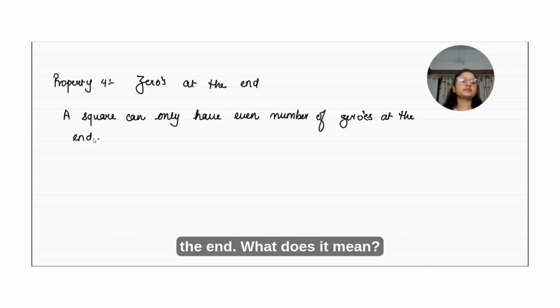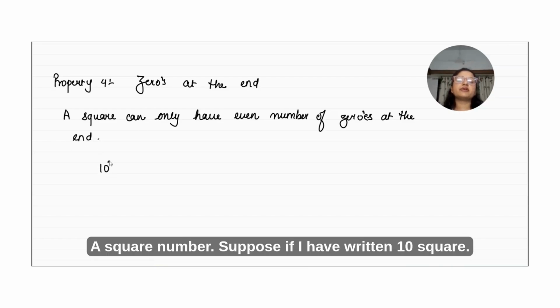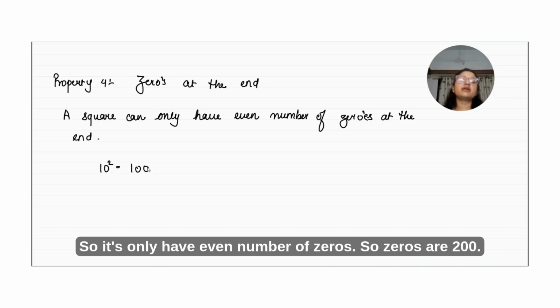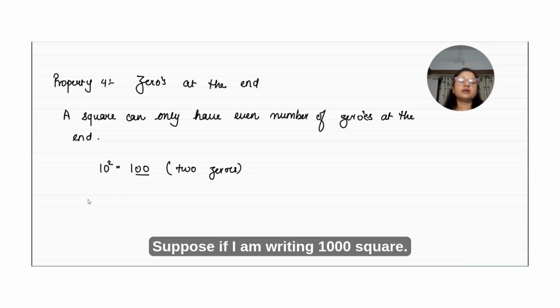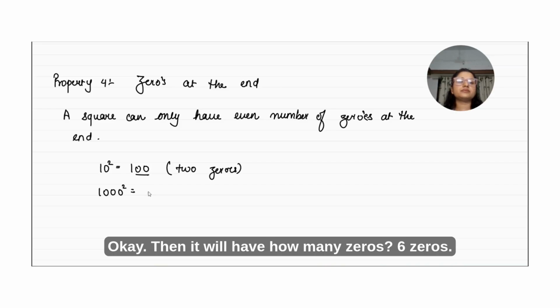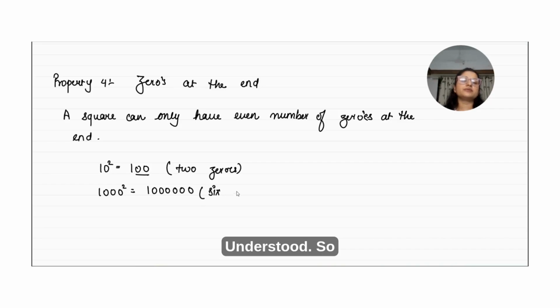What does it mean? A square number. Suppose I have written 10 square, so it only has an even number of zeros. So 100, isn't it? It's an even number of zeros. Suppose I'm writing 1000 square, then it will have how many zeros? 6 zeros. Understood?